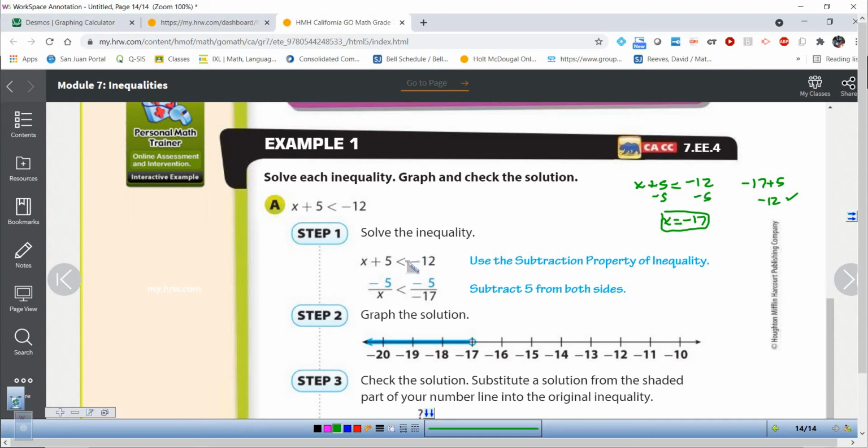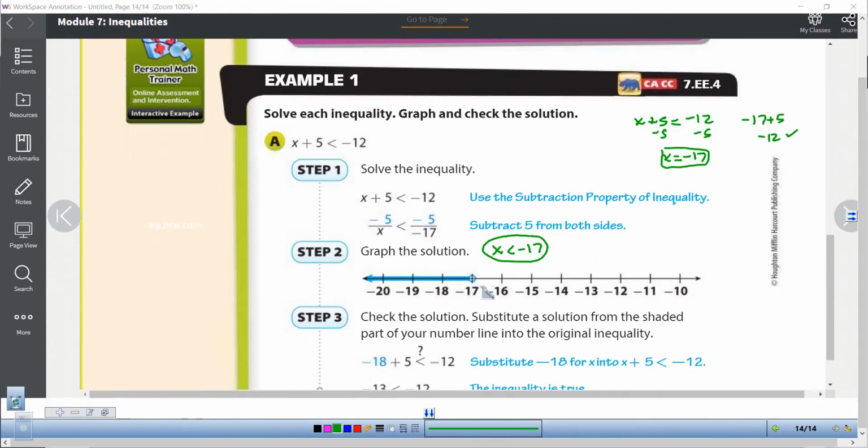But now we don't have an equals, we have a less than. We're still going to do the same thing: we still subtract 5 from both sides. Not quite sure why they wrote it like that. Really what we should just have is x is less than negative 17. But you'll notice now, instead of just having one solution, we have infinitely many solutions.